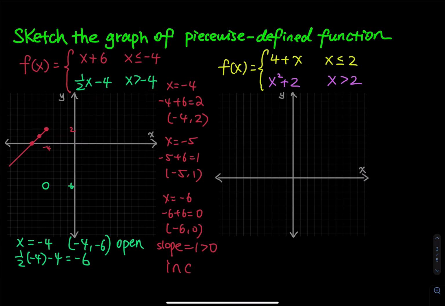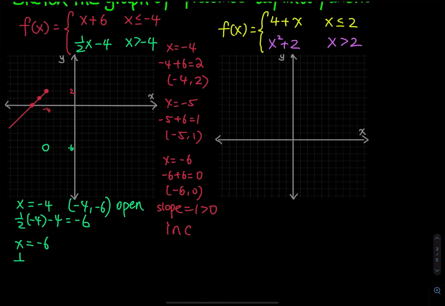Keep moving. x equals negative 6. What do we have? We have 1/2 times negative 6 minus 4. That is negative 7, right? So when x equals negative 6, y equals negative 7. Why do I pick negative 6? Negative 2. So this will be negative 2, right? Then that will be something else. x equals negative 2, so you have negative 1 minus 4, which equals negative 5.